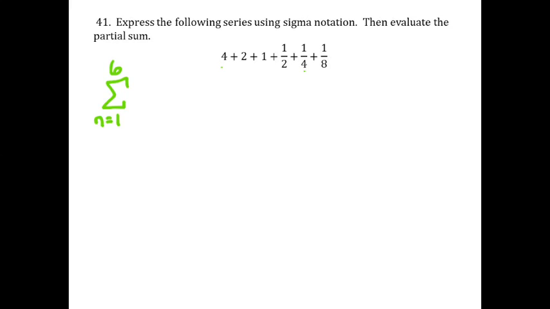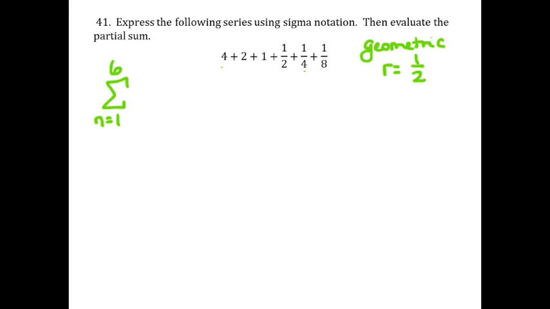And then I need to come up with some expression that represents each of the terms that are shown here. So if I look, I'm starting at 4, and then 2, and then 1, 1/2, 1/4, 1/8. So this is a geometric sequence, and our common ratio here is 1/2. The terms are being cut in half every time. We're multiplying by 1/2.